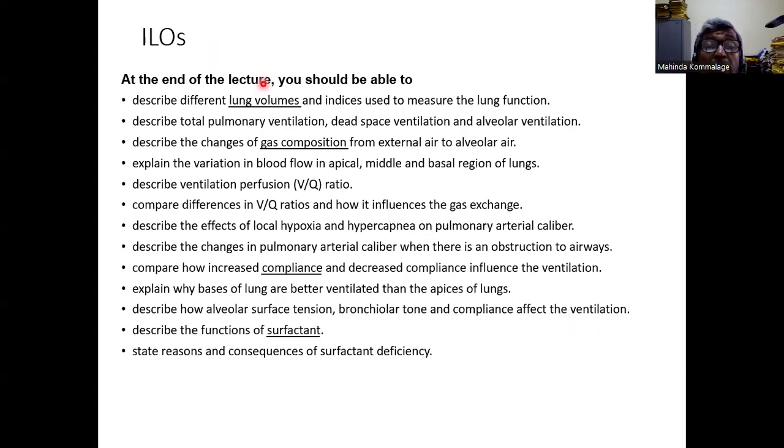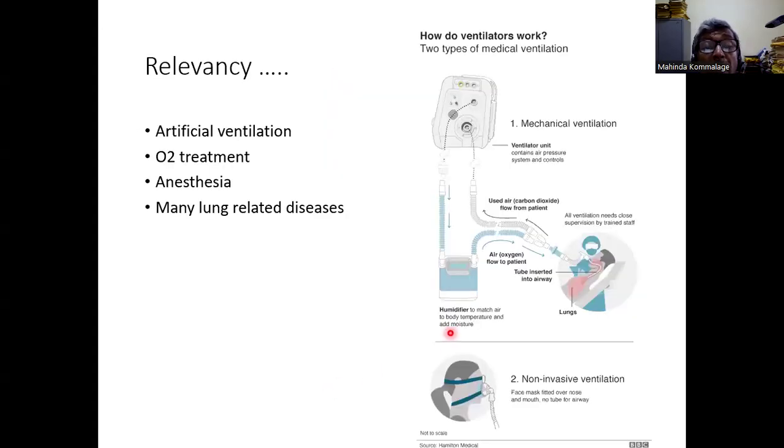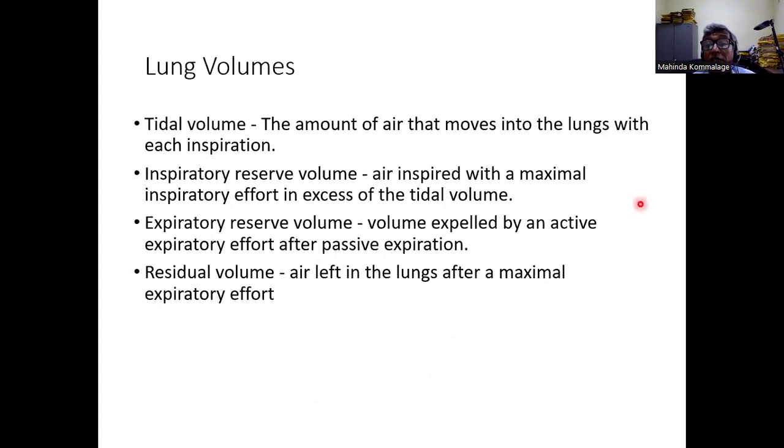Especially lung volumes is very important. Gas composition change, compliance of the lungs, and surfactants. Those are important areas of today's lecture. And relevancy, yes, as I mentioned in the previous lecture, with artificial ventilation and oxygen treatment, most of the things that we discuss today are important, especially with anesthesia and related to artificial ventilation, a patient connected to a ventilator. Right. So start with the lung volumes.